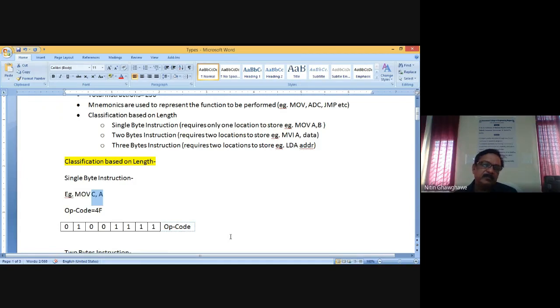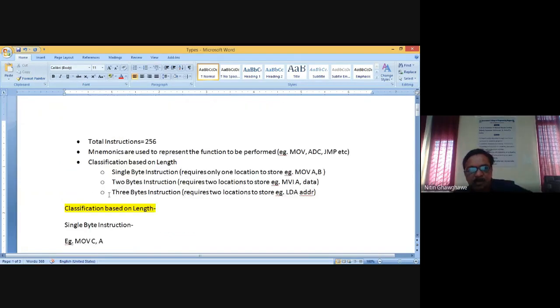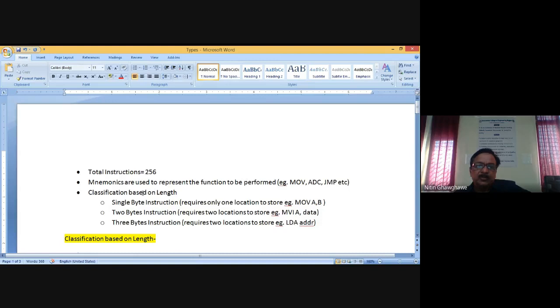The meaning of this instruction is: A stands for the accumulator, and C stands for a register. So move the contents of the accumulator to the register C. This particular operation will be performed by the instruction MOV C, A. All right, so this is an important thing to be noted: mnemonic and operand.